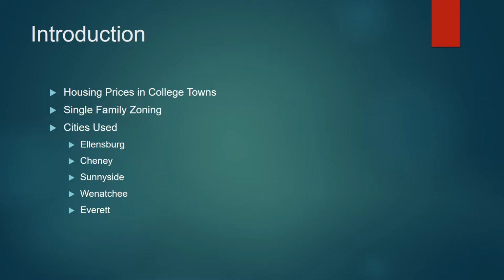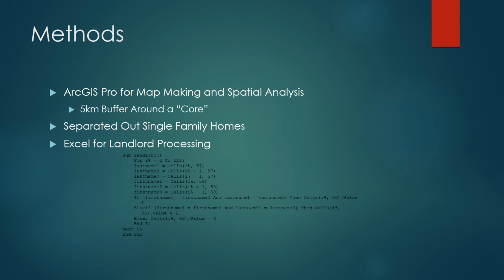So I wanted to look at single-family zoning just because it's sort of the American ideal, the American dream. The cities I used were Ellensburg for Central Washington University, Cheney for Eastern Washington University, and Sunnyside, Wenatchee, and Everett as my three non-college control towns, essentially.